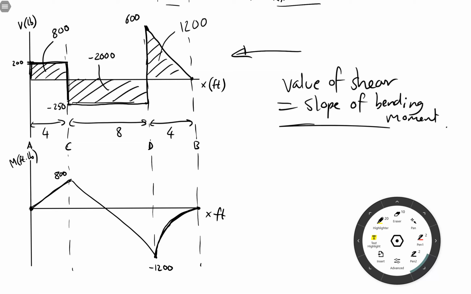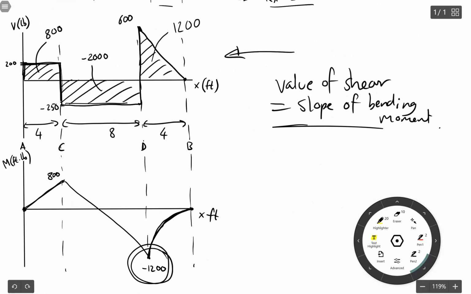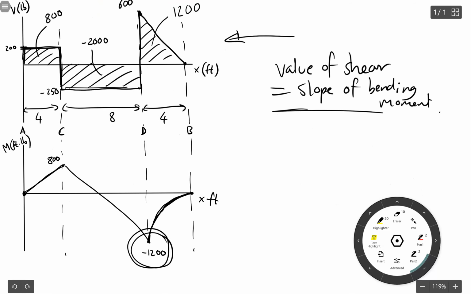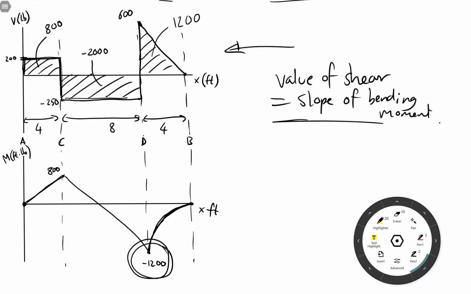So our absolute maximum magnitude of our bending moment here is this 1200 foot-pounds, or negative 1200 foot-pounds, and that was what we were looking for. So there we go. We were able to draw those graphs directly without any of the calculations, just by using our own incredibly powerful brains. So have a look now at trying some of these examples yourself.